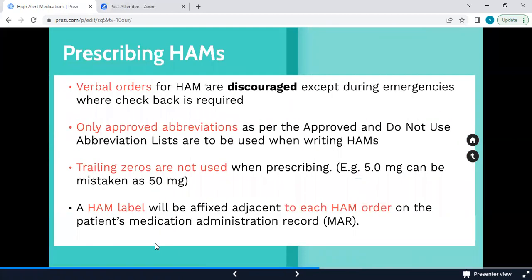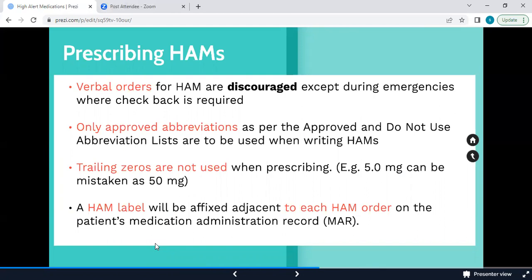As far as prescribing of high alert medication is concerned, first of all, no verbal orders are to be obtained with regard to high alert medication. This is completely discouraged, except if the doctor is in an emergency, resuscitating a patient, and needs something which is not in the crash card. This can happen, but otherwise it has to be discouraged. You have to be careful when using abbreviations. Try to use the approved abbreviations, as we said, for example, units rather than U.